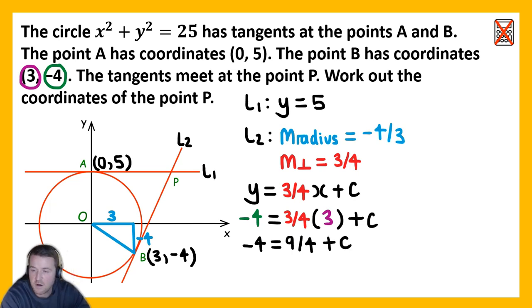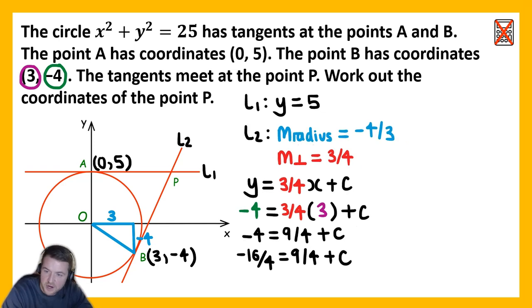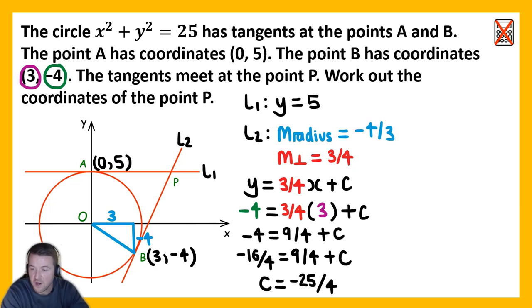Without a calculator, I'll find it easier to add and subtract fractions if the denominators are written with the same number. Timesing negative 4 by 4 to give me negative 16 over a common denominator of 4 is equal to 9 over 4 plus c. Subtract 9 over 4 from both sides, and c would be equal to negative 25 over 4.